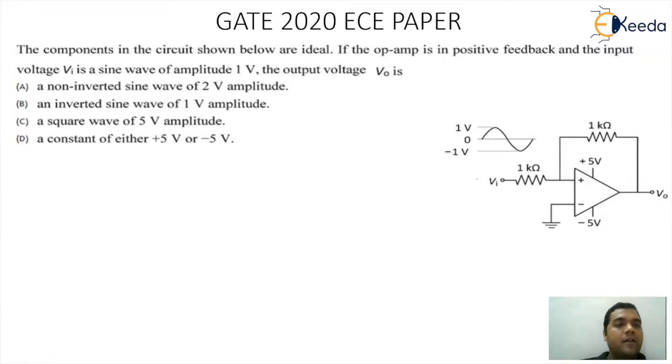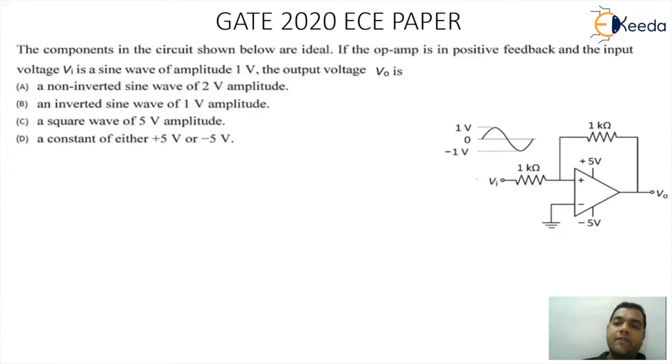Option A, a non-inverted sine wave of 2 volt amplitude. Option B, an inverted sine wave of 1 volt amplitude. Option C, a square wave of 5 volt amplitude. Option D, a constant of either plus 5 or minus 5. Now let's have a look at the diagram carefully.